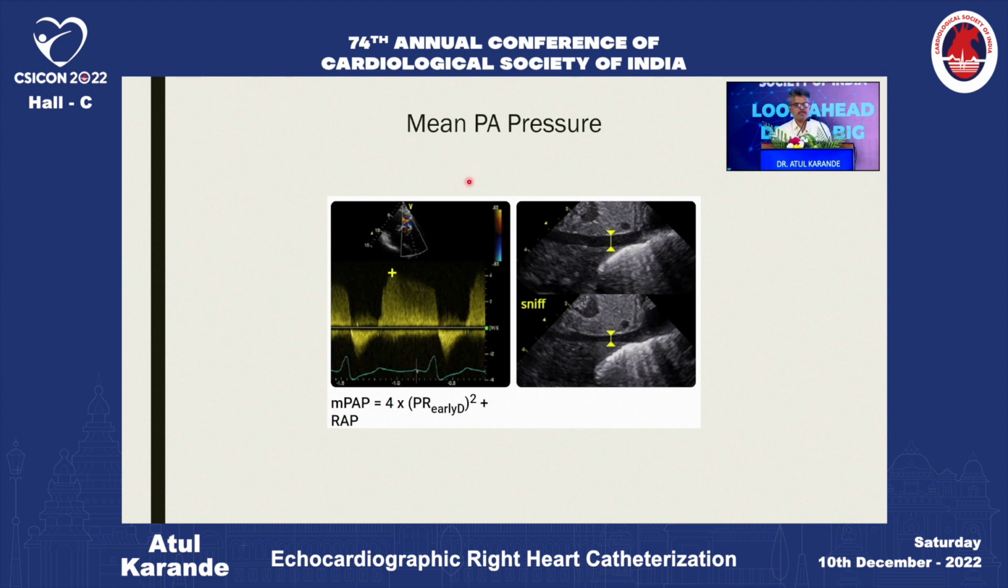Next parameter is mean PA pressure. Mean PA pressure can be estimated with several methods. First one is with the help of early PR gradient. Measure the early PR gradient and add the RA pressure to it.